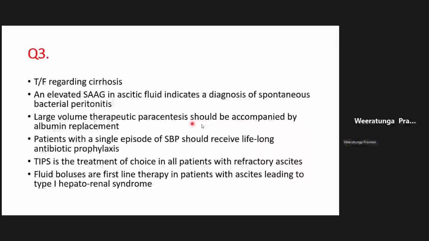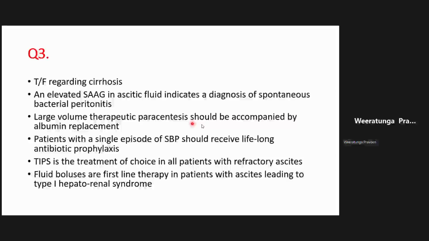Elevated SAG in acidic fluid, diagnosis of bacterial peritonitis. Now remember, when you have a patient with ascites, we discussed this in the long case, you do a diagnostic aspirate. And like in a pleural effusion, you have an exudate and a transudate, based on protein. Now, how do you judge that?